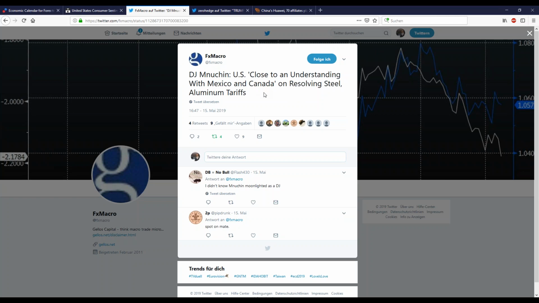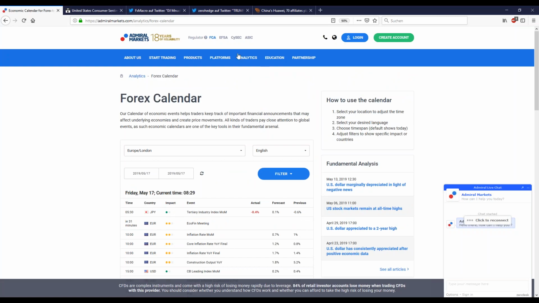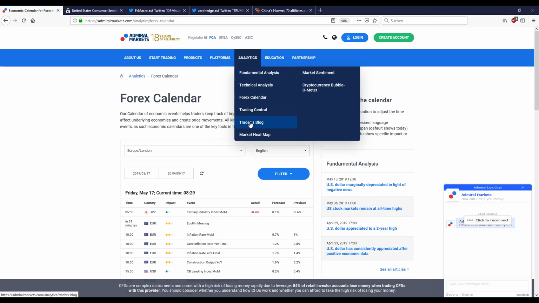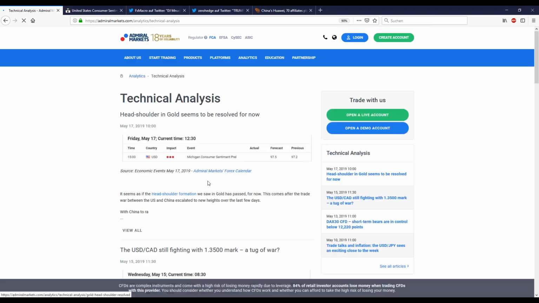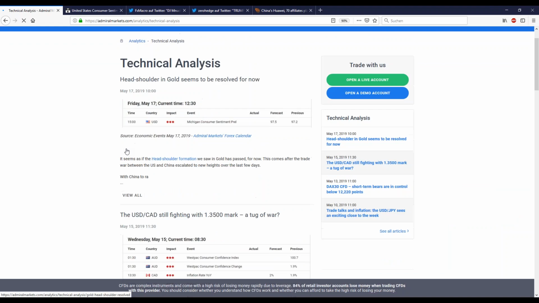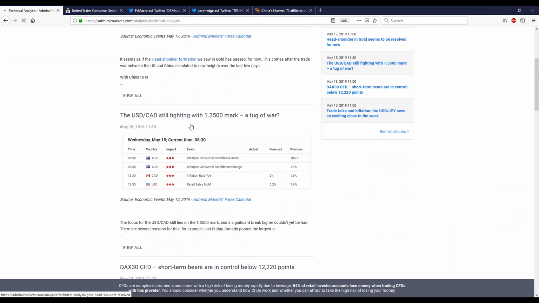And why is that? Well, it has to do with the fact that, therefore, let's switch over to the technical analysis on admiralmarkets.com, analytics. And here we published an article yesterday on this topic. Here, you can see it.